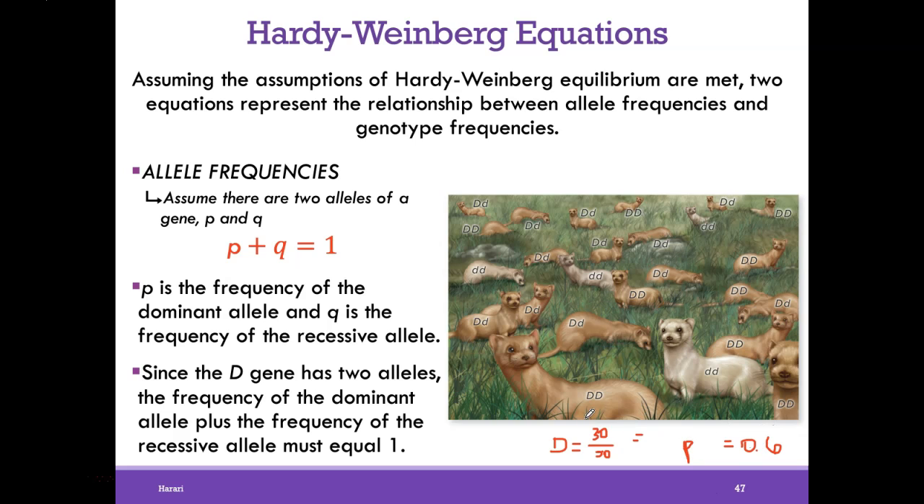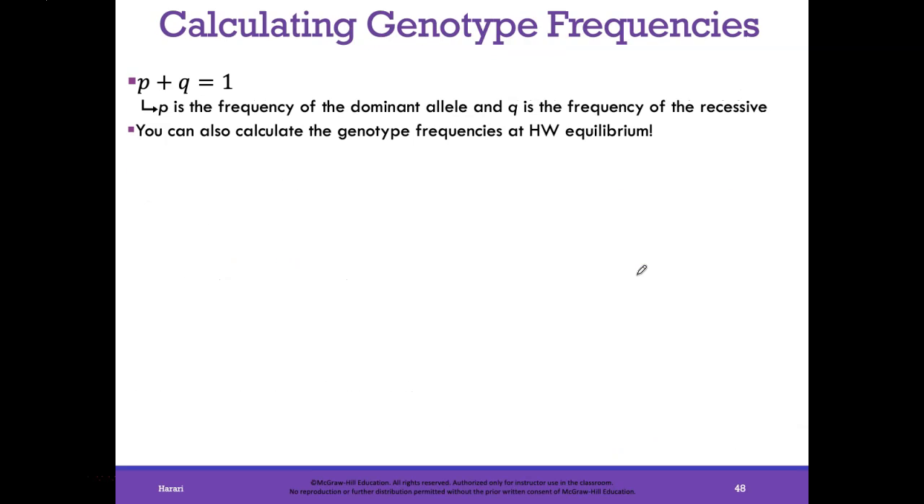The frequency of the dominant allele, big D, right? There are 30 big D alleles out of 50 total alleles. Therefore, P equals 0.6. Just from this equation, we can figure out what Q is. Right? Q must be 0.4. If you don't believe me, you can still count all the little d's, and you'll see that there are 20 little d's out of 50 total alleles, and that will give you Q, the frequency of the recessive allele, being 0.4 in this example.